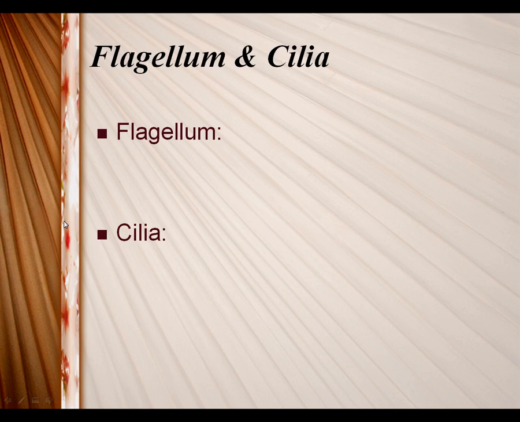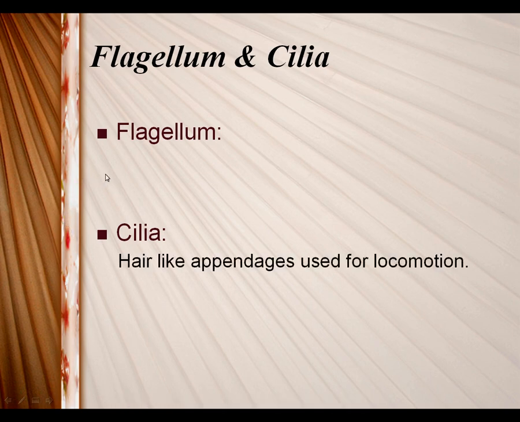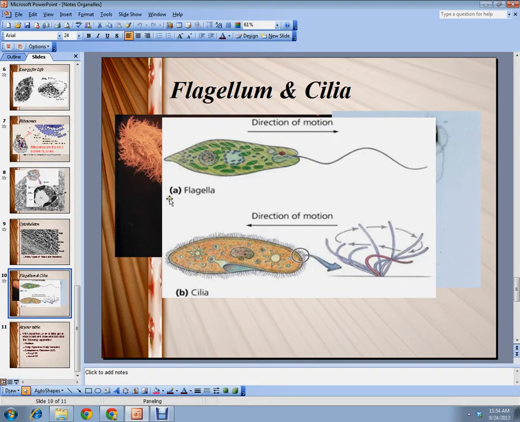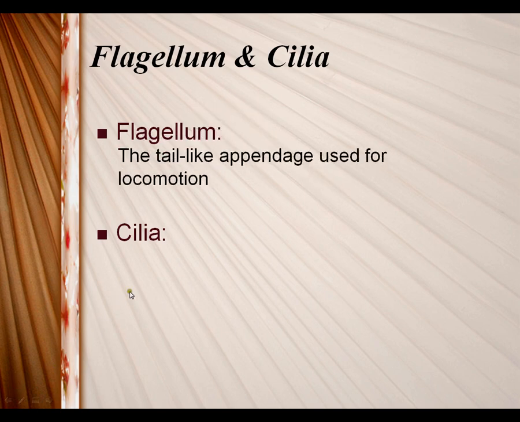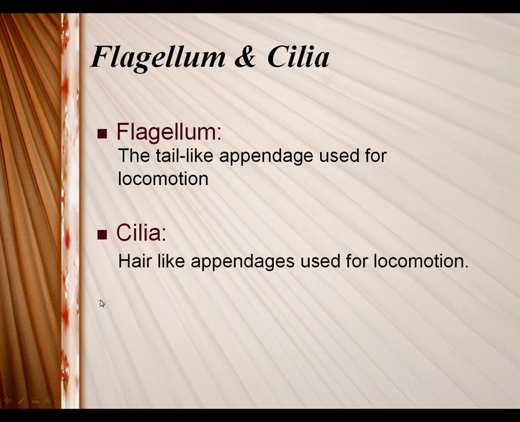The flagellum and the cilia are made of similar things to the cytoskeleton, except they occur on the outside of the cell. The flagellum is a tail-like appendage used for locomotion, and the cilia is a hair-like appendage also used for locomotion.